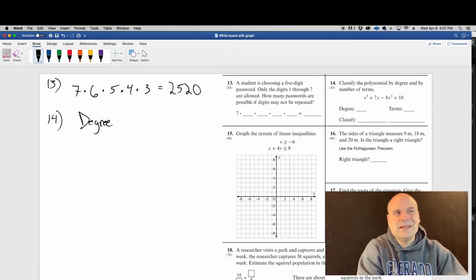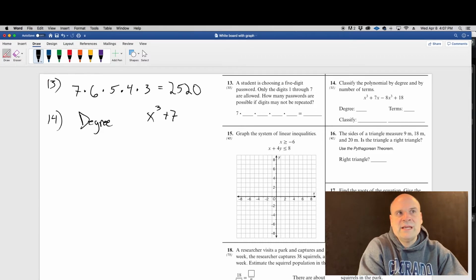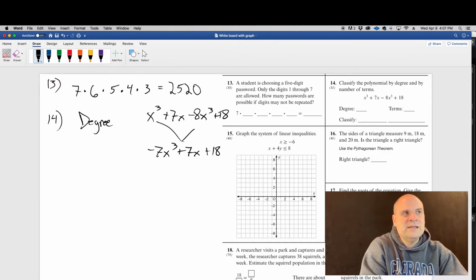So it looks like after I simplify this, let's just simplify this, x cubed plus 7x minus 8x cubed plus 18. Well, you can combine some like terms here. So this is negative 7x cubed plus 7x plus 18. So the degree is 3. So the degree equals 3.